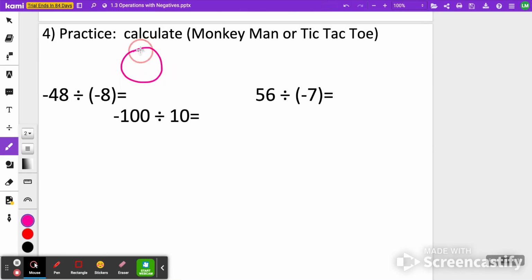Again, maybe take the time now to pause the video, see what you can do on your own. When you're done, click play. You can try either Monkey Man or tic-tac-toe to help you remember all of your rules.